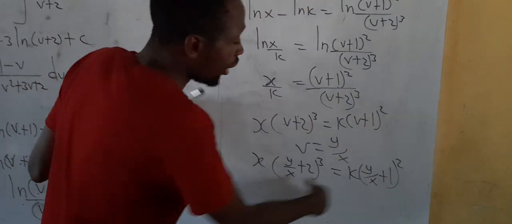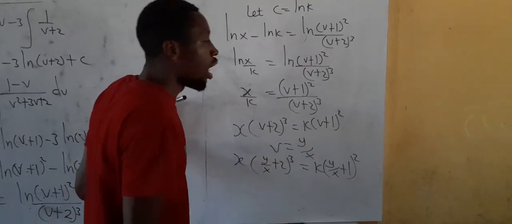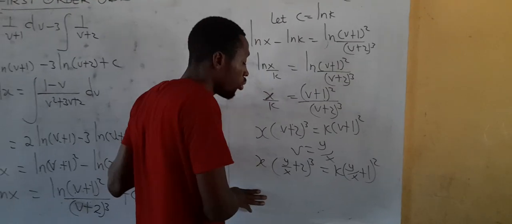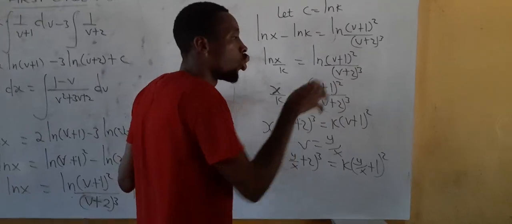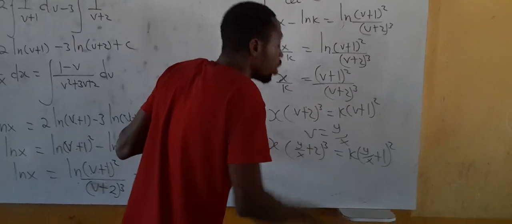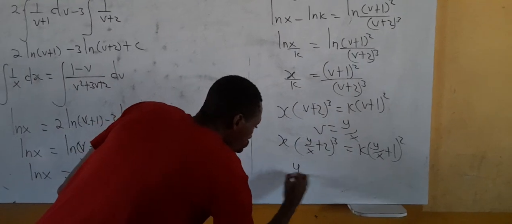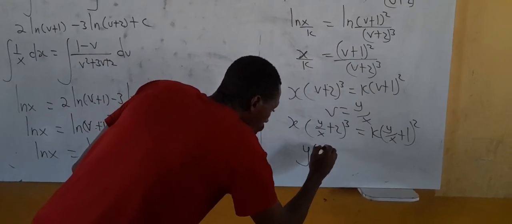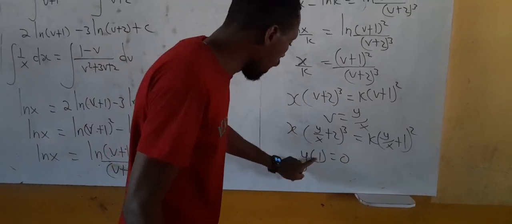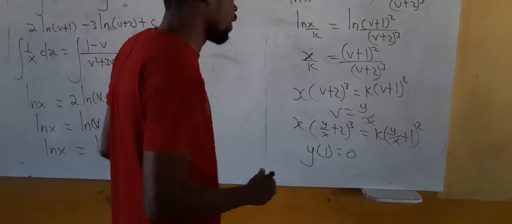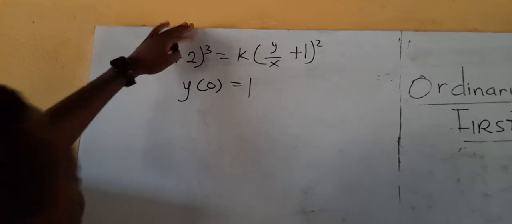So what do we do? This is our general equation. We substitute the boundary condition given to us to get the specific solution. Remember the boundary condition was y of 1 is equal to 0. So our y is 0 and x is 1. We substitute to get that. So this is where we reach.